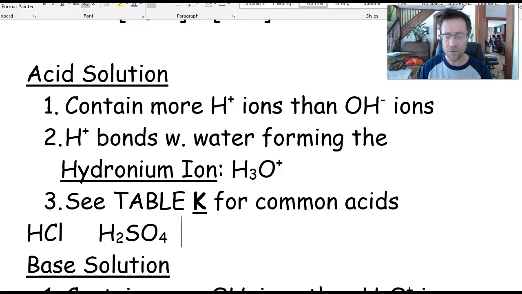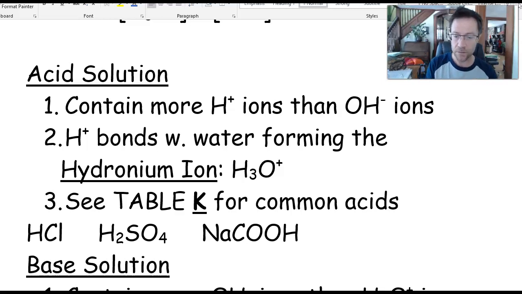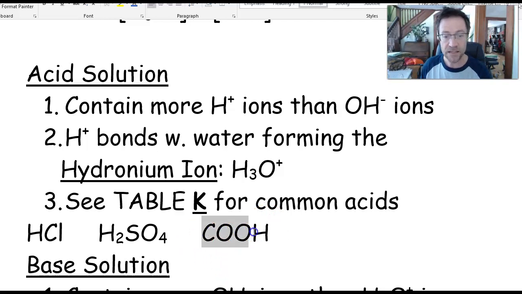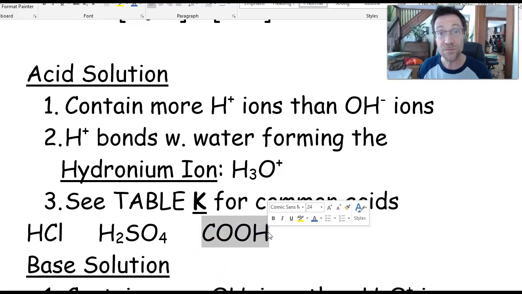It's whatever ends in this. That's an acid. That's an acetate ion, so that is sodium acetate. We're not going to really get into what's going on with it, but basically what I want you to see is that anytime you see that, it is going to be an acid.